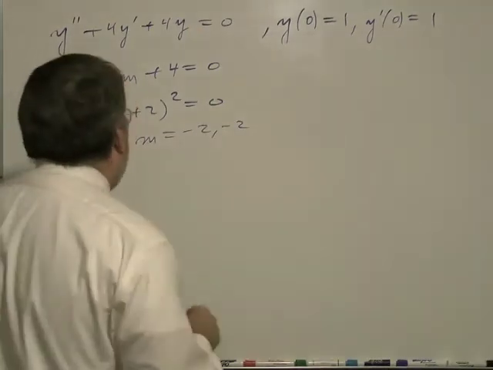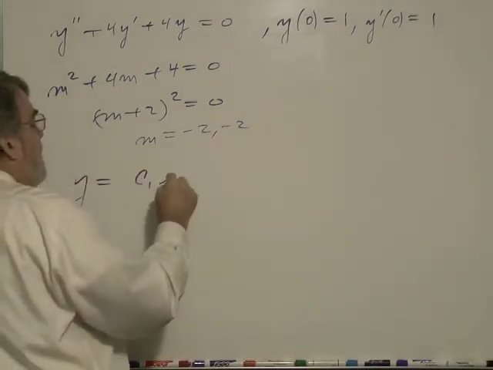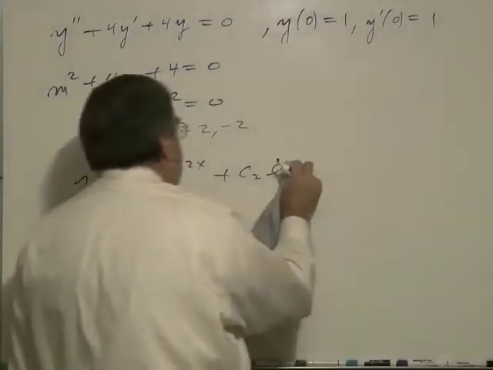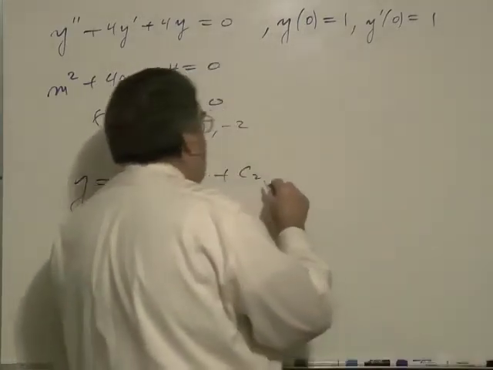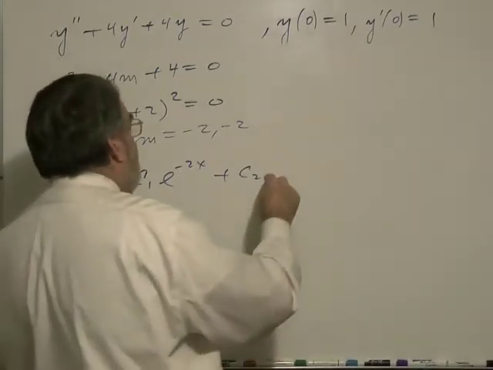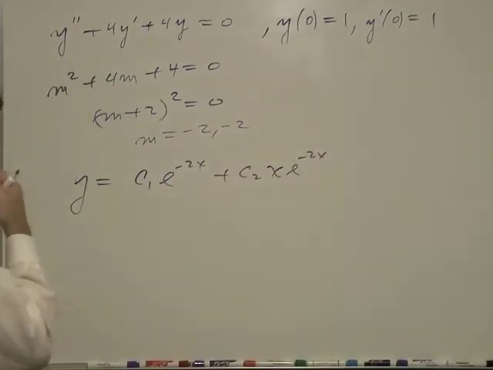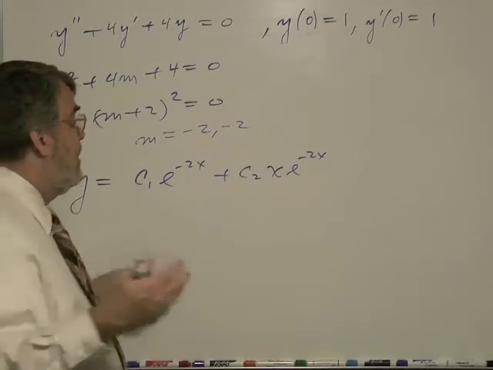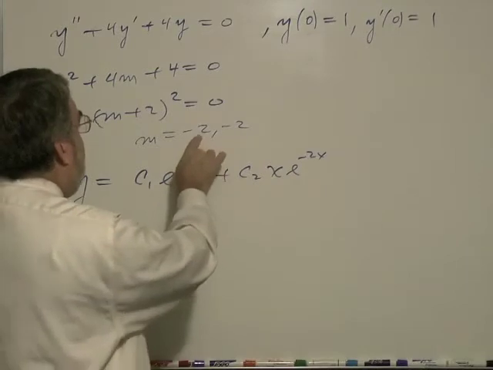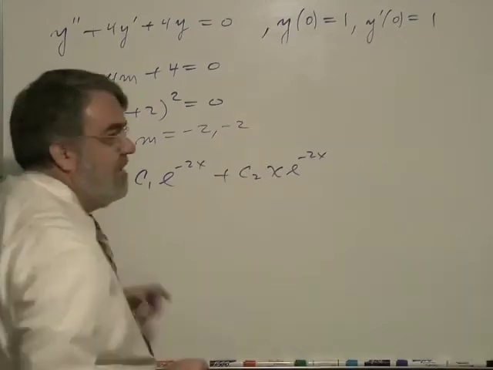repeated roots. In that situation, the complementary solution would be c1 e to the negative 2x plus c2 x e to the negative 2x. So I said the complementary solution, but that's also the full solution to this problem because it's homogeneous. So y particular would be 0, so all we have to worry about is the complementary solution. And recall that when you have these roots, you end up with e to that power, and then when they're repeated, you have to introduce x's.